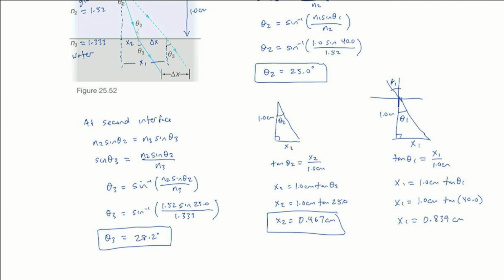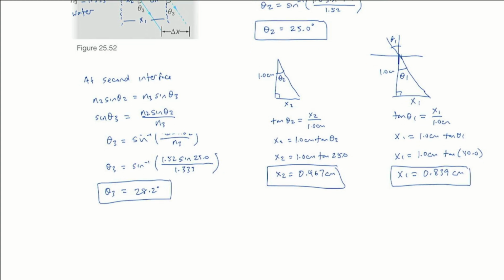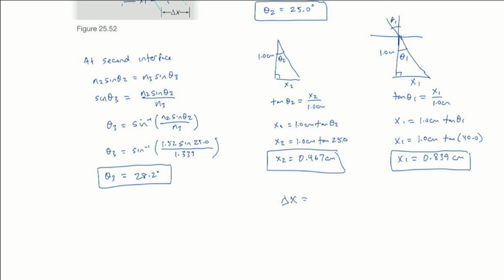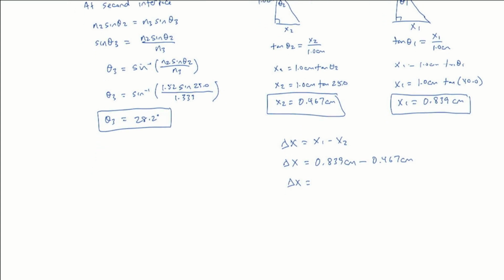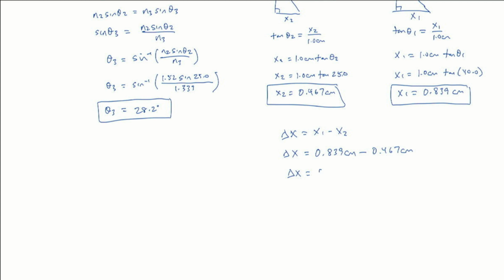centimeters. Okay, so now our delta x is going to be the x1 minus the x2. And that's because x1 goes the whole way and x2 goes a shorter distance. So we have 0.839 centimeters minus 0.467 centimeters. And we find that delta x is 0.372 centimeters.